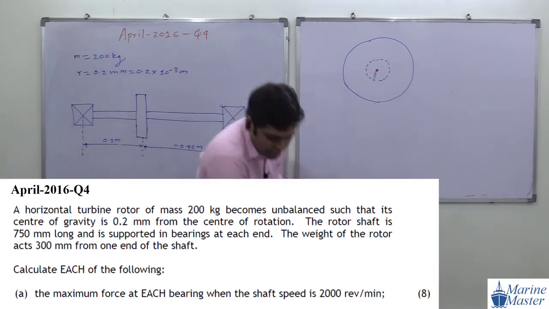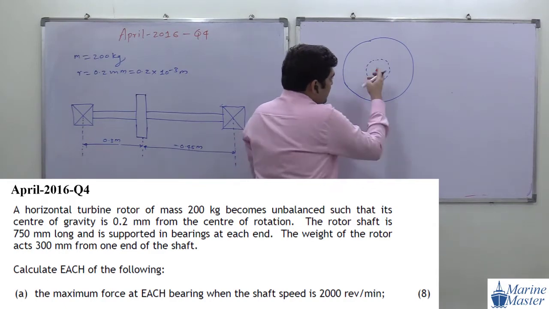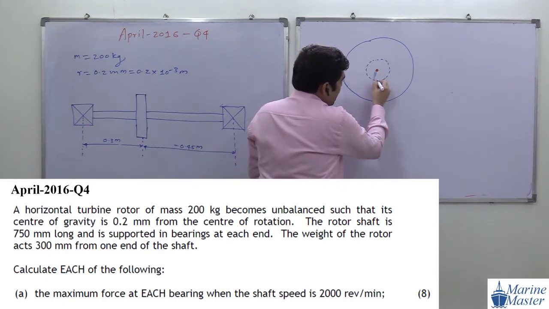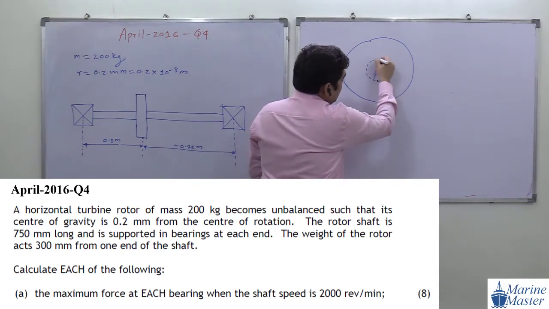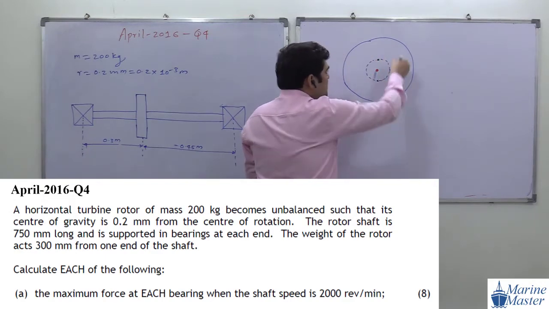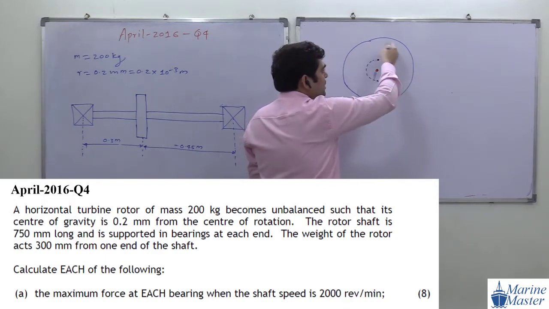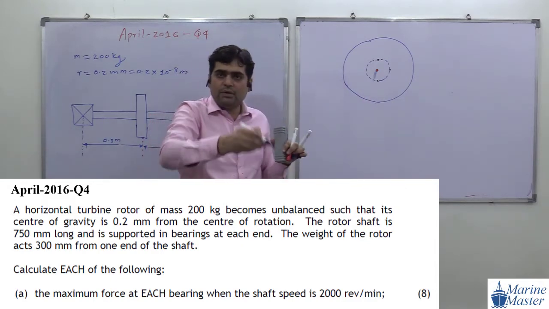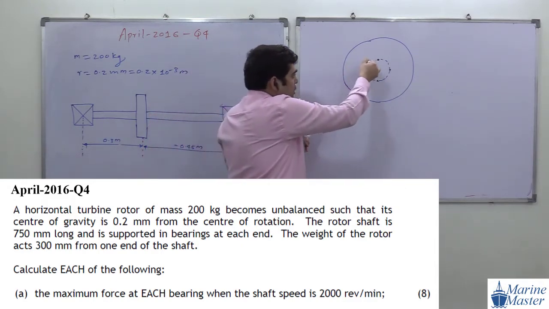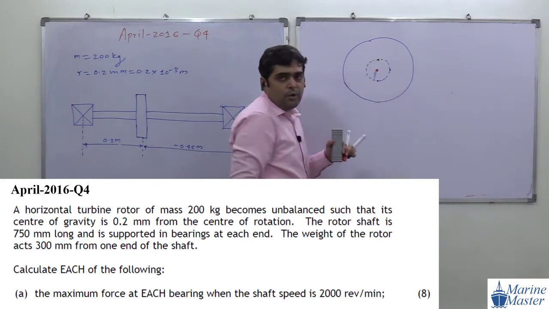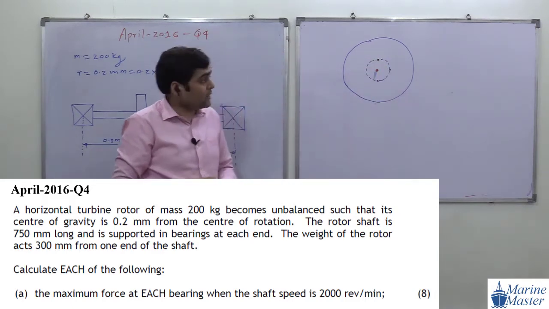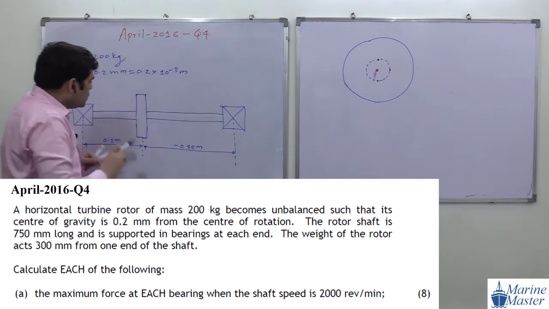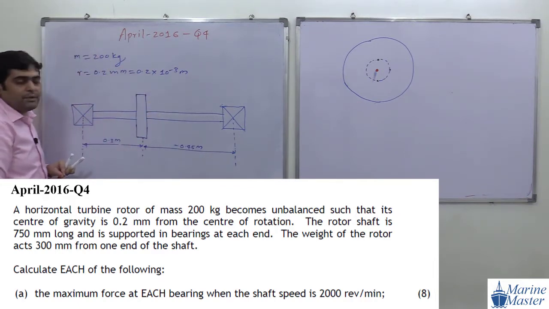Any doubt in this discussion? On this circle, the center of gravity can be here, here, or here. If the shaft is rotating, then the rotor will rotate, and the center of gravity will rotate in this dotted circle. Are you getting my point? Any doubt? You got this drawing, everyone?